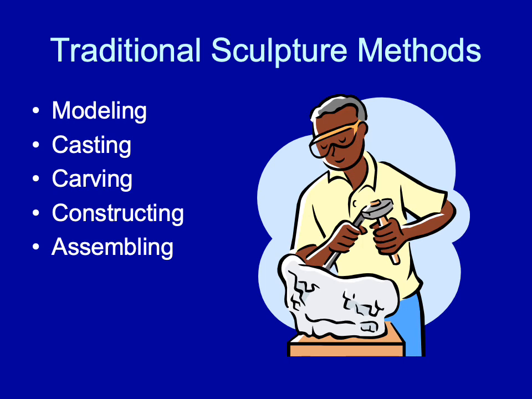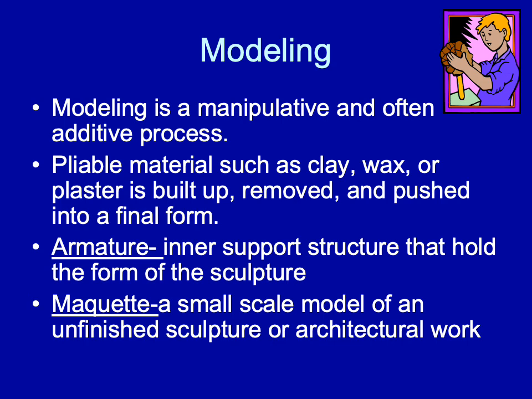Modeling, for example, is a manipulative process that's additive, and it's where you just take a pliable material and you push and pull it together until you're happy with the form. And so a lot of sculptors will work with clay or plaster or even wax, and that's how they'll create their sculpture. So it's very forgiving. As a child, we've all probably played with Play-Doh before, and it's a very similar process. There's a couple of other vocabulary words here that you need to know: armature and maquette.